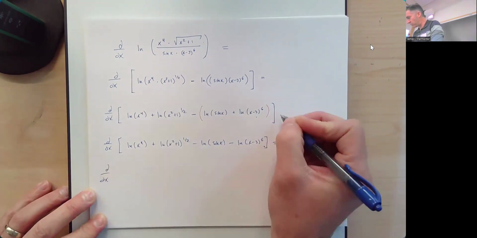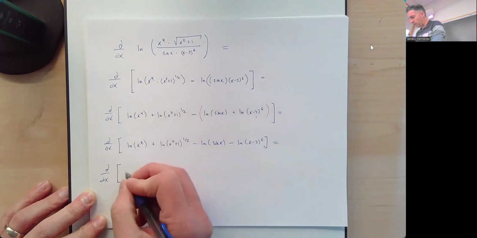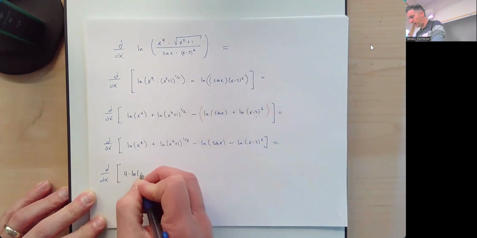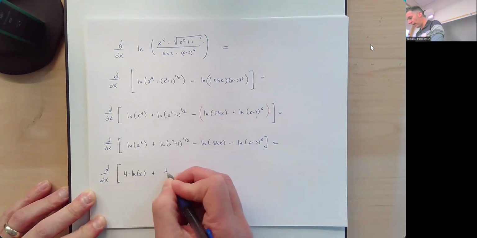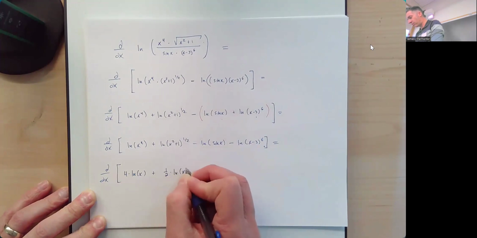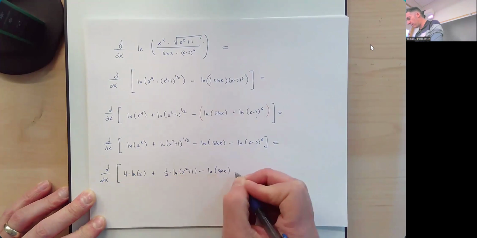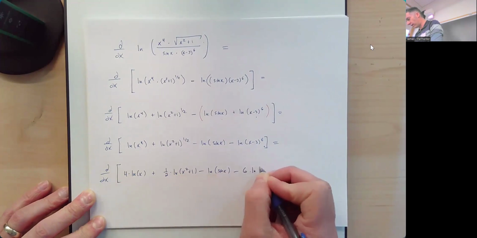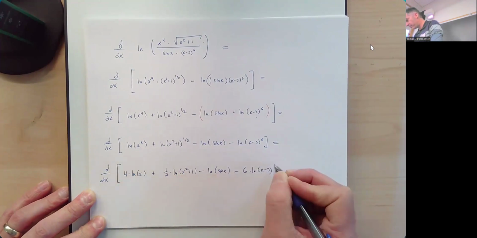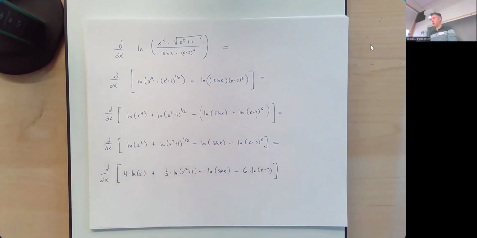I forgot an equal sign here. The derivative of 4 times natural log of x plus 1/2 times the natural log of x squared plus 1 minus the natural log of sine of x minus 6 times the natural log of x minus 3. There's nothing to be done with x squared plus 1. You can't simplify that any further. You can't bring down the power because it's not the power on the entire thing.